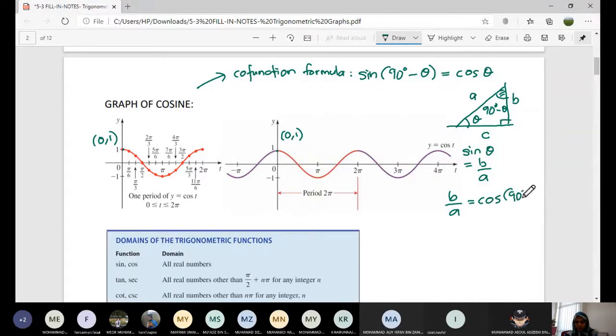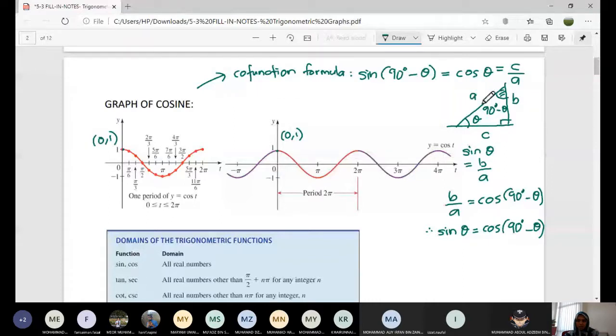90 degrees minus theta. So that's why we have here sine theta is equal to cos 90 degrees minus theta, or we have sine 90 degrees minus theta equals cos theta. For cos theta, we have C over A.